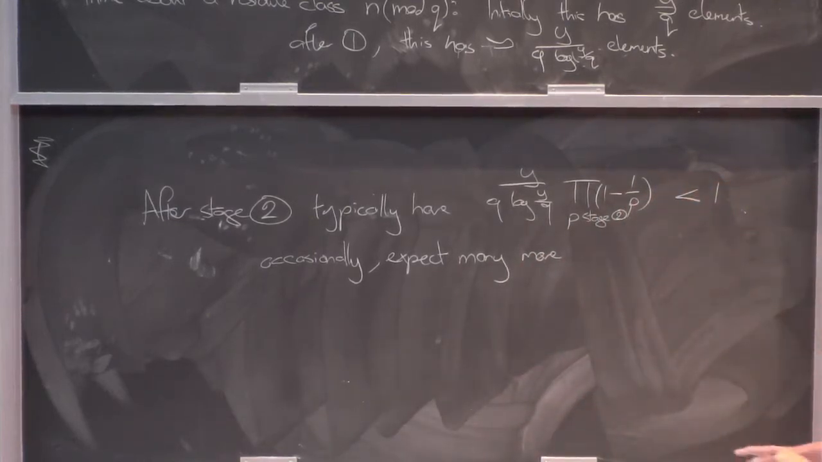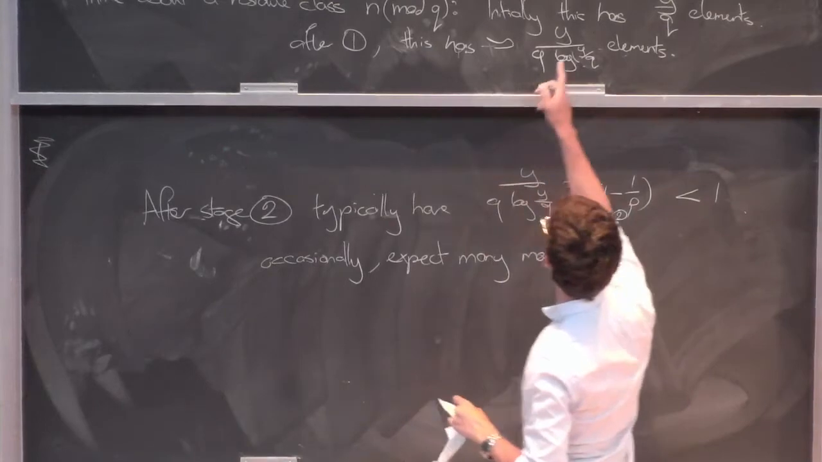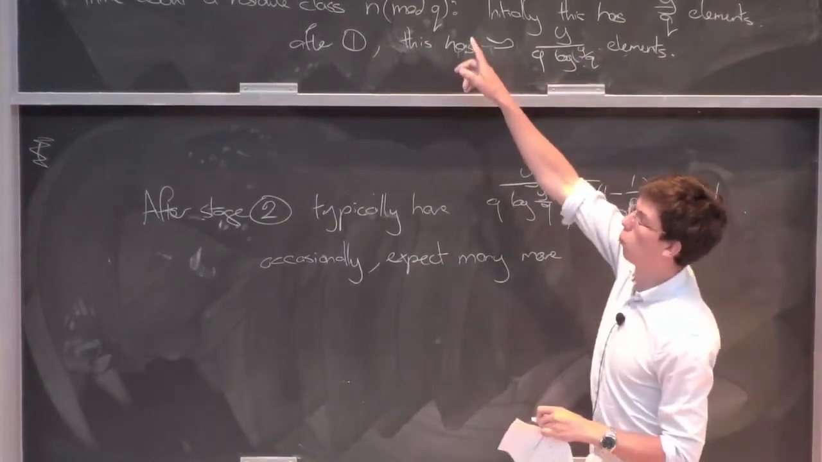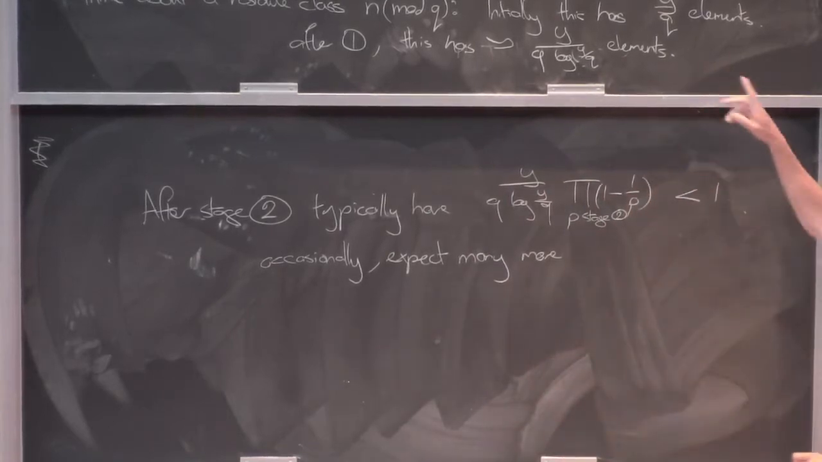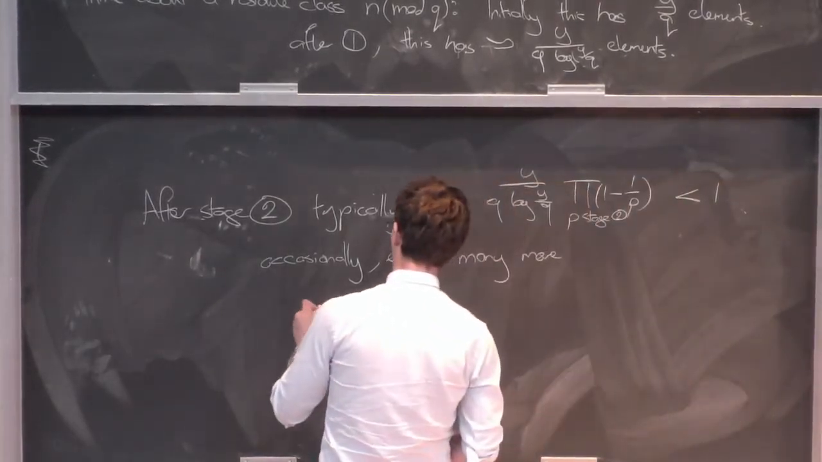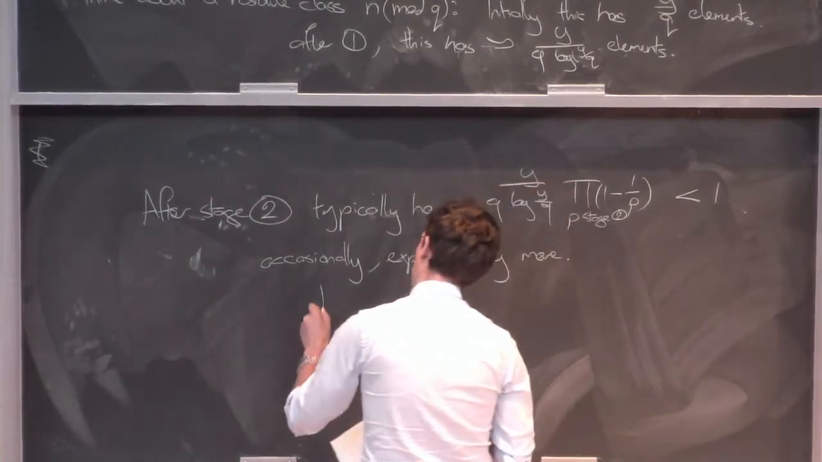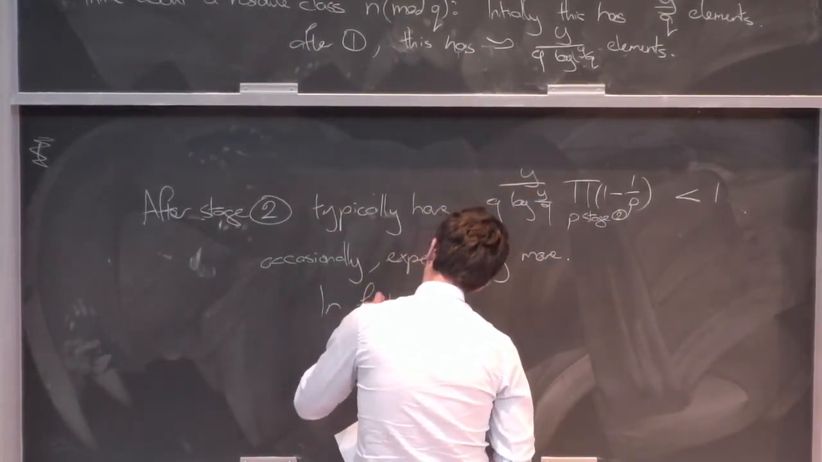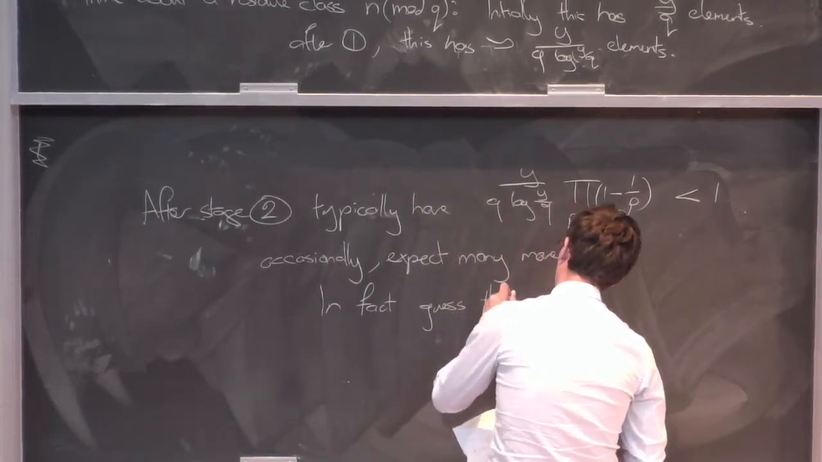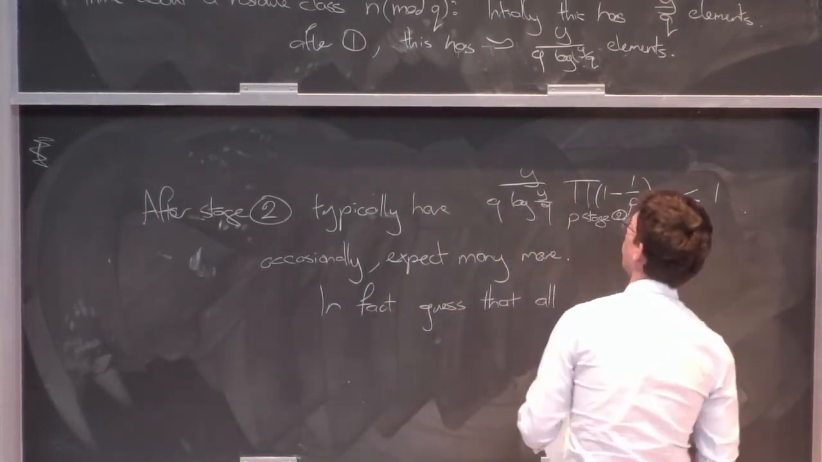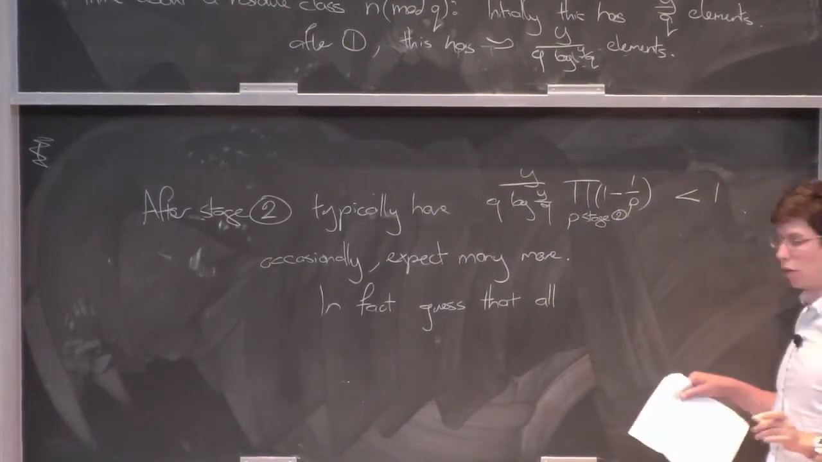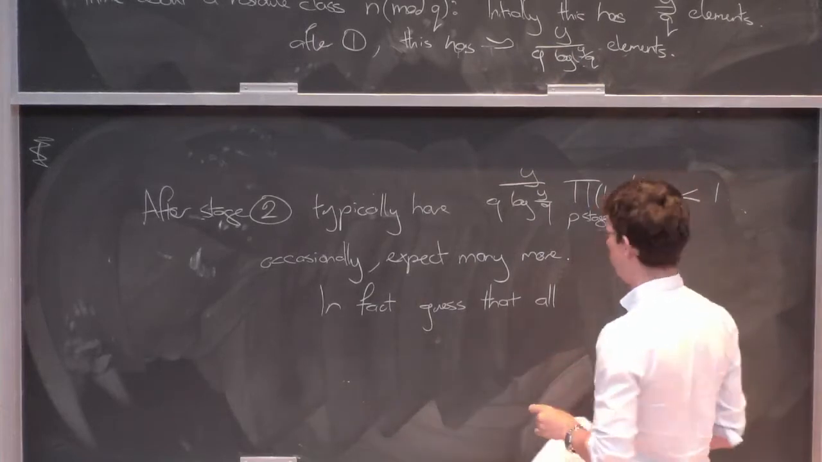Roughly, I should think about removing any one of these elements with probability about 1 over p for each of the medium primes p. So in fact, you might guess that all of the y over q log y over q things that I had before should actually survive with some positive probability.